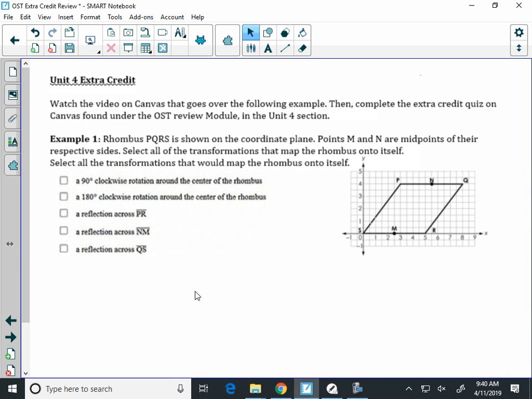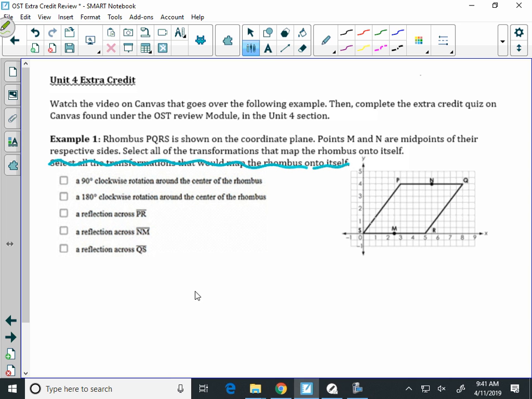It says rhombus PQRS is shown on the coordinate plane. Points M and N are midpoints of their respective sides. Select all the transformations that map the rhombus onto itself. Sorry, I got repetitive. Let's try that.